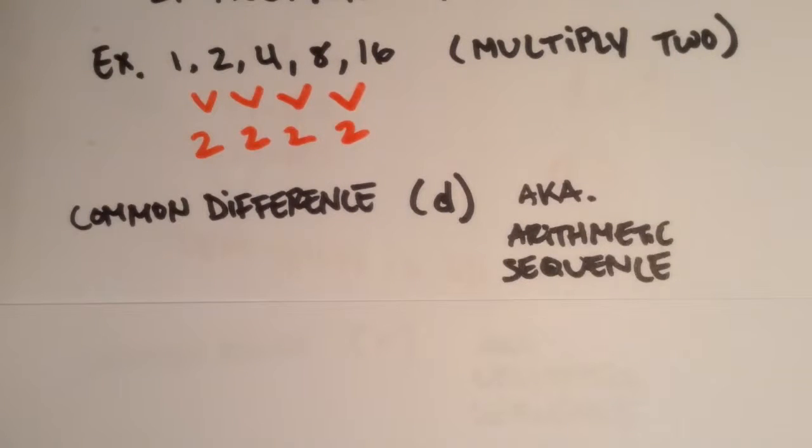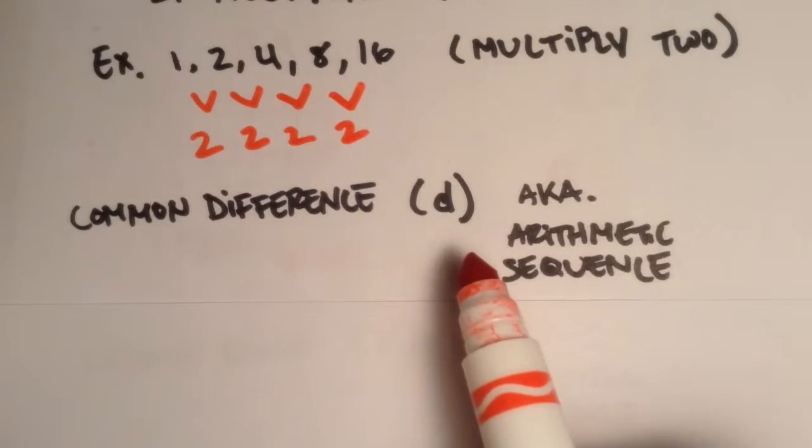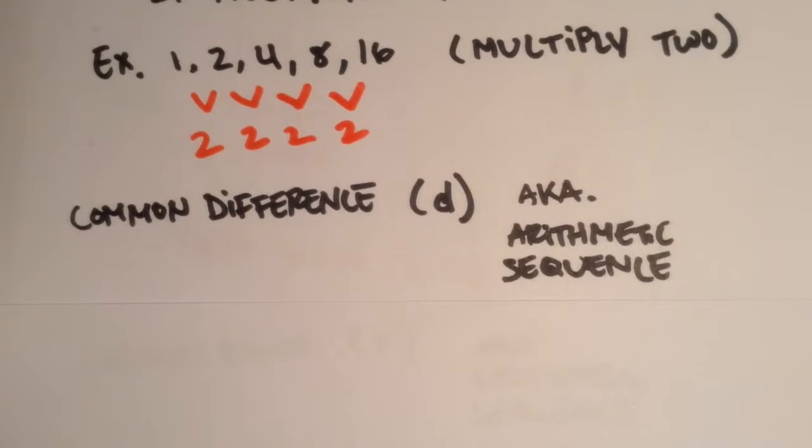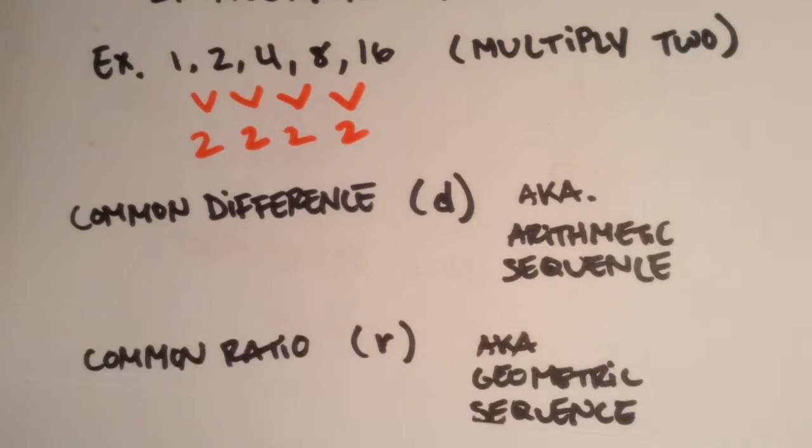The number added or subtracted at each stage of an arithmetic sequence is called the common difference. It's also identified by d, because if you subtract or find the difference of successive terms, you'll always get the common value. The number multiplied or divided at each stage of a geometric sequence is called the common ratio and represented by r. Because if you divide or find the ratio of successive terms, you'll always get the same common value.